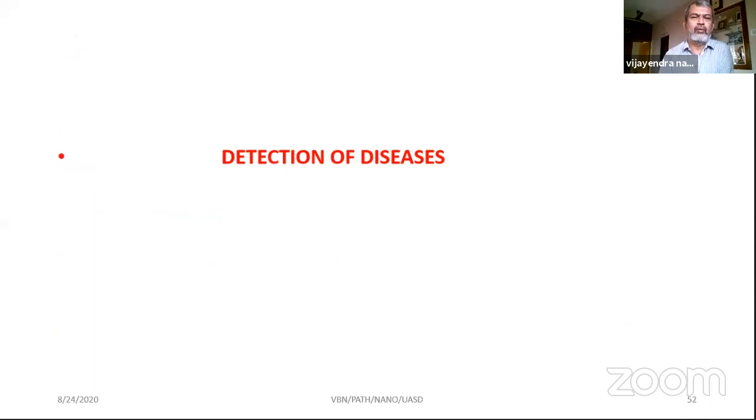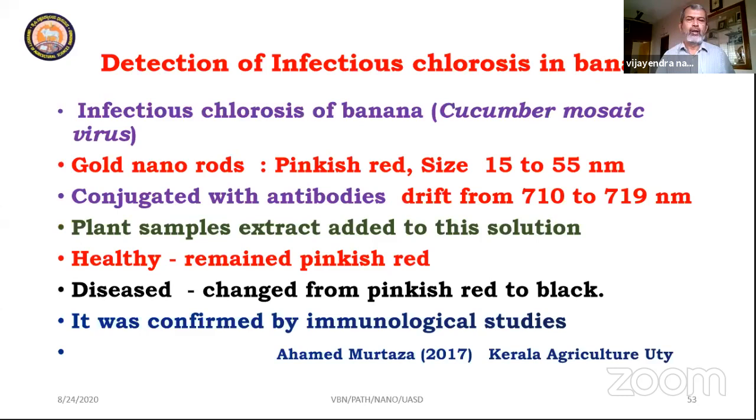Now coming to the detection, I would like to give two beautiful examples, very recent, from Kerala Agriculture University. One is Ahmed Murtaza, who identified infectious sclerosis of banana, which is caused by the cucumber mosaic virus. He synthesized gold nanorods, generally pinkish rods, 15 to 55 nanometer, conjugated with antibodies. The drift you can find is from 710 to 719.